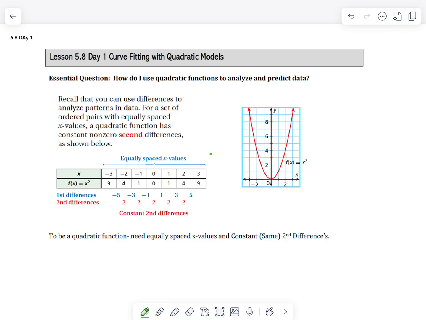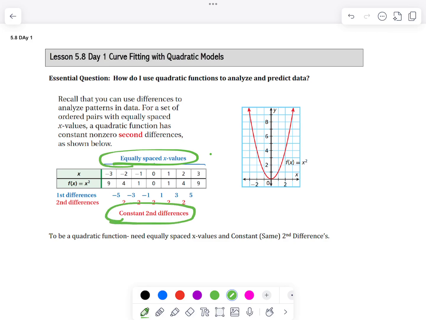All right, here is a lesson on curve fitting with quadratic models. So this is the parent function of f of x equals x squared graphed out, and then the table of values. For you to have a quadratic function, you need to have two things. Number one, equally spaced x values, and a constant second difference.